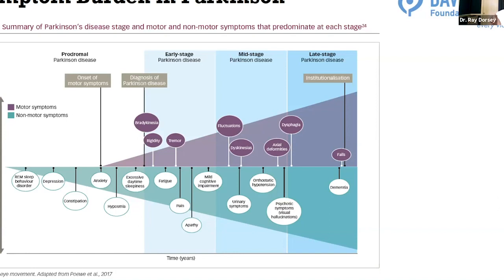Other symptoms are really common in Parkinson's disease: fatigue, pain, urinary urgency, very common, lightheadedness when people stand up, and then in later stages, dementia.